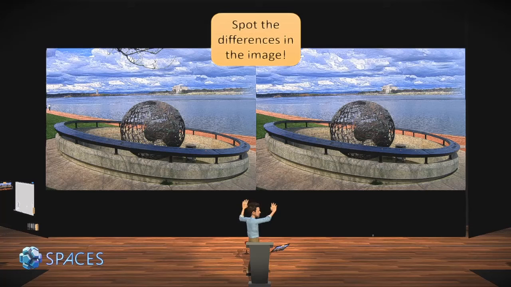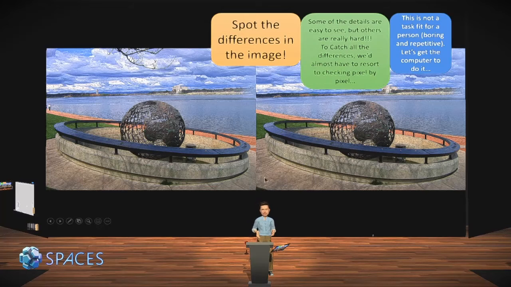Turns out, this image is really tricky. There's cracks in the pavement in one image that's not in the other. There's rivets on this metalwork that is in one image and not in the other image. It's pretty darn tricky to find all of the differences. And if you wanted to guarantee 100% that you found every difference in the image, you'd have to sit here and go through it pixel by pixel.